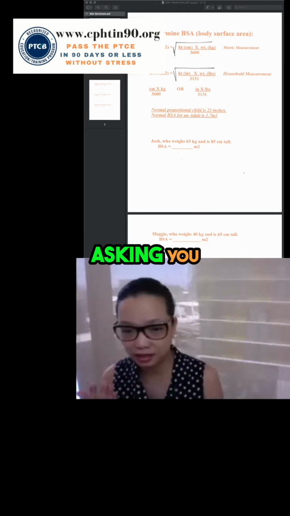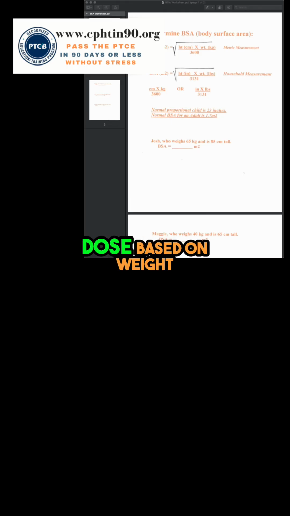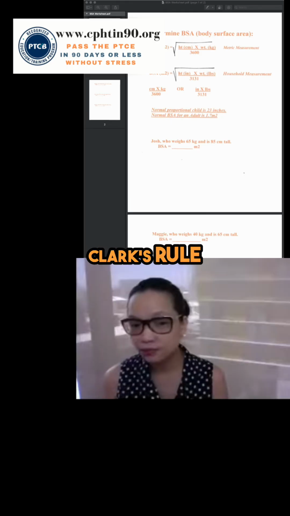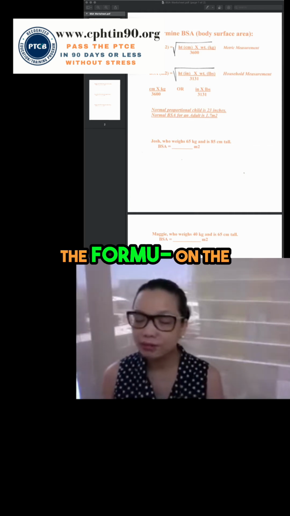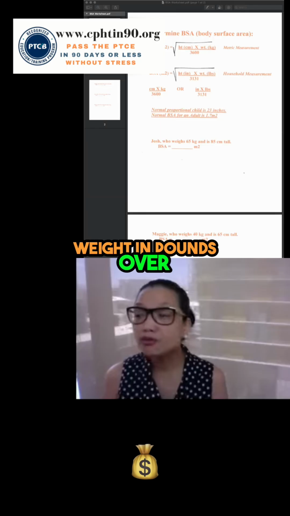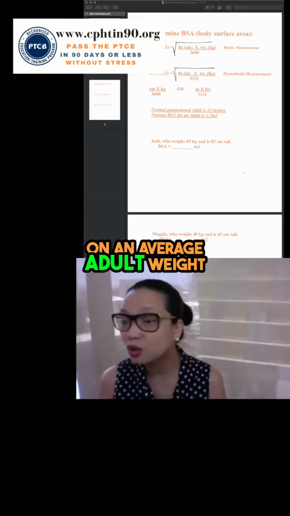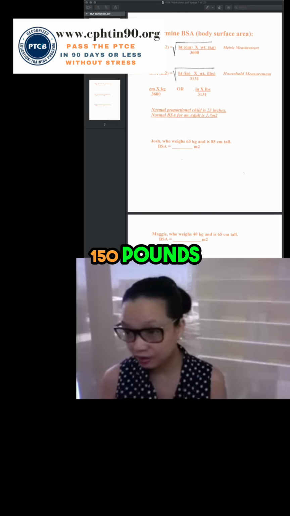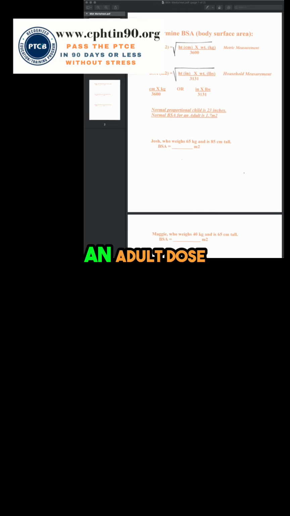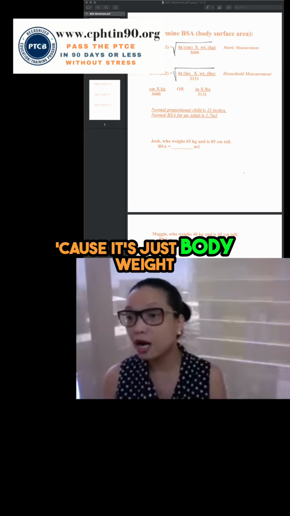This is why I'm asking you, what's the old way of calculating a child's dose based on weight? We call it Clark's rule, which Don put in the chat box. In the chat box, weight in pounds over 150 times the adult dose. The 150 is based on an average adult weight, 150 pounds, okay? It's always proportionate to an adult dose. It's not very accurate because it's just body weight.